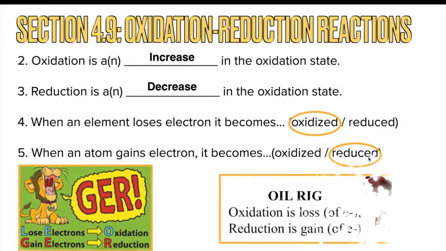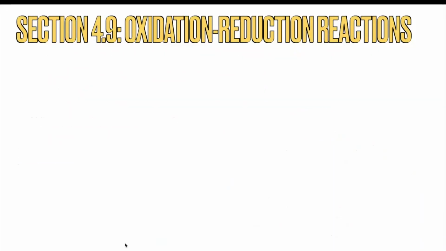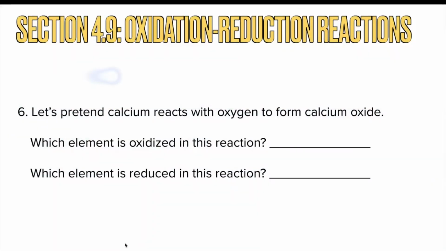And so the two phrases that everybody always uses are LEO says GER and OIL RIG. OIL RIG, oxidation is loss of electrons. And when you lose electrons, you increase your oxidation state. Reduction is a gain of electrons. When you gain electrons, you decrease your oxidation state because electrons are negative. Okay? So lose electrons, oxidation, gain electrons, reduction. That's, again, just our common ways of remembering these types of things.